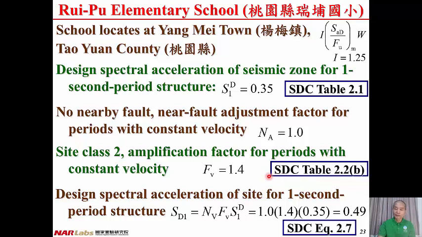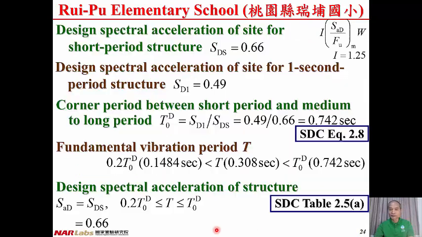Once we have S1D and Nv here, and Fv, then we can multiply all the three together to come up with SD1, the design spectral acceleration of the site for 1 second period structure. SD1 equal to 1.0 times 1.4 times 0.35 equal to 0.49 from equation 2-2.7 of the seismic design codes.